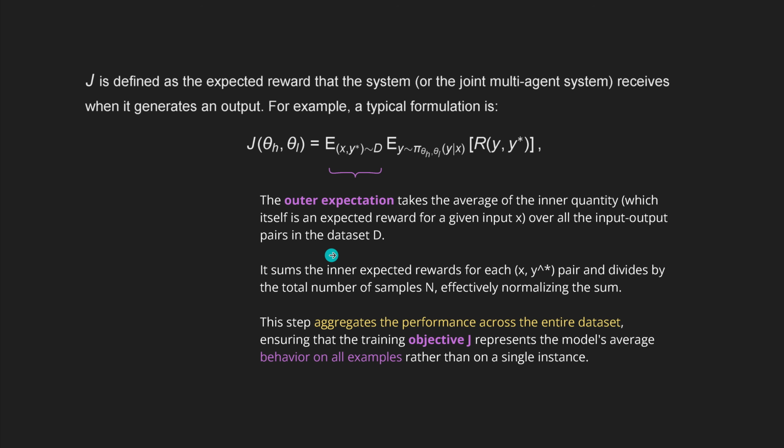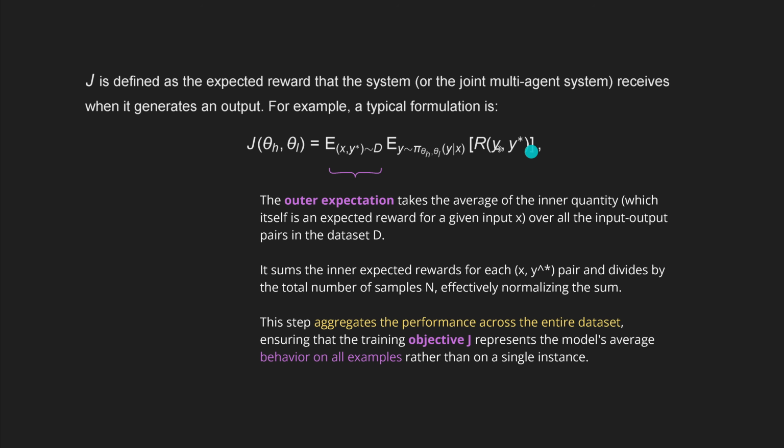So it sums here the inner expected rewards for each pair and divides by the total number of samples. And effectively what it does, it's normalizing the sum. So what this step does, it aggregates here the performance across the entire dataset. And this is what you want, because therefore you ensure that the training objective J represents the model average behavior on all the examples rather than just on a single instance.